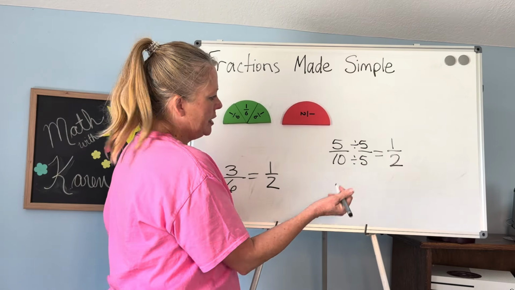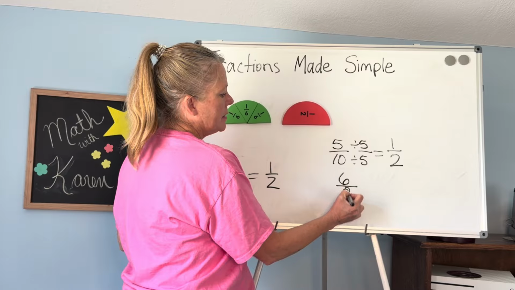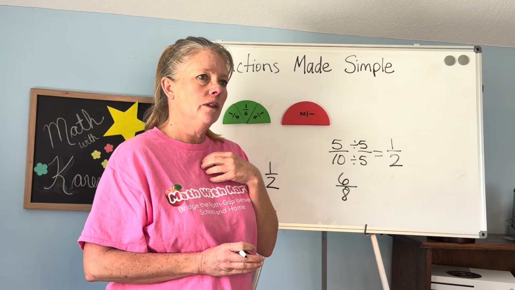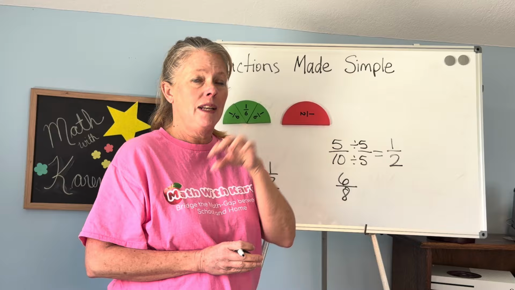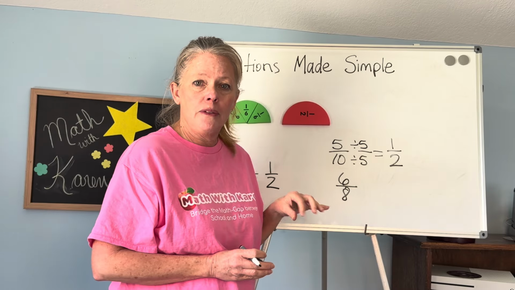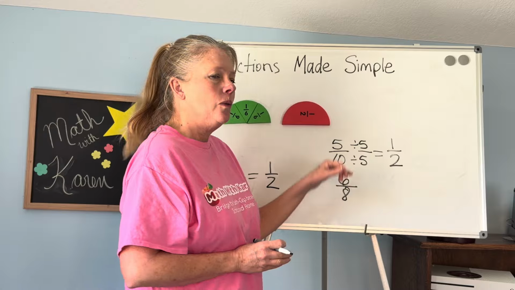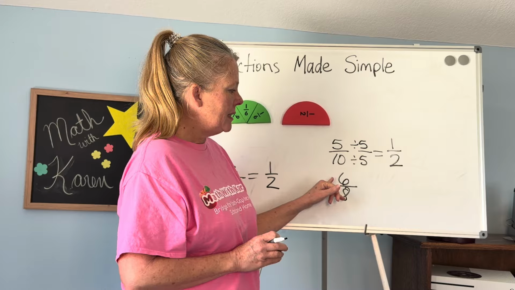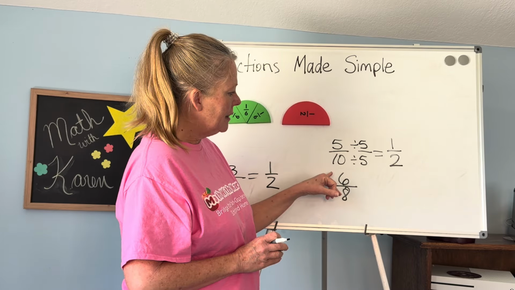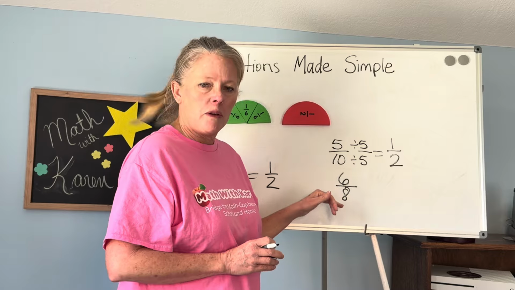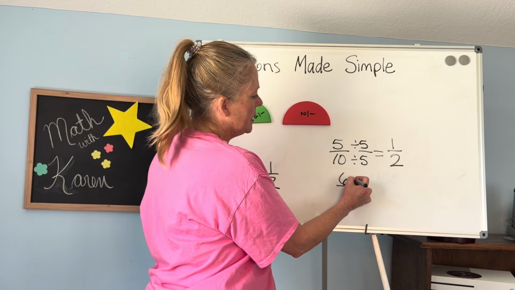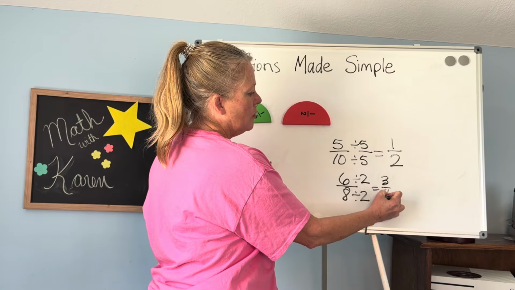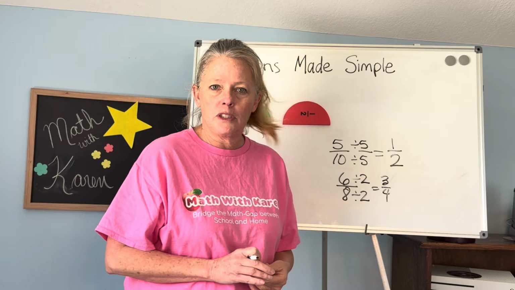Let's do another one. Let's do 6/8. When I look at this, I see 2 even numbers, and I know that all even numbers can be divided by 2, so I can divide both of these by 2. But I want to see if there's a larger number that I could divide both of them by. When I think about 6 and 8 and all of their factors, there's really not another one that works for both of these. So I'm going to divide both of these by 2, and that gives me 3/4. And 3/4, of course, is in simplest form.